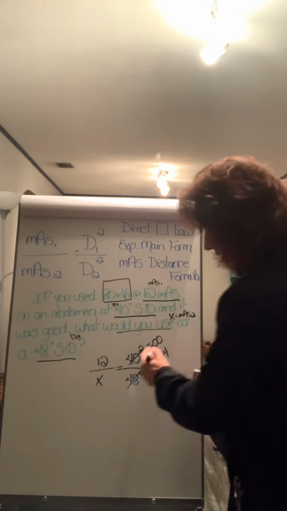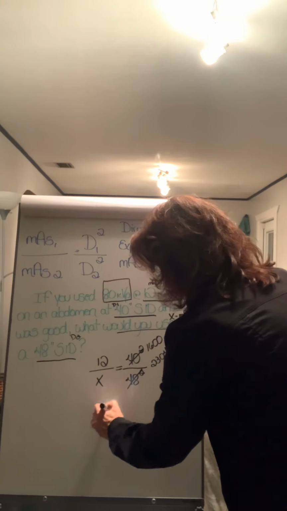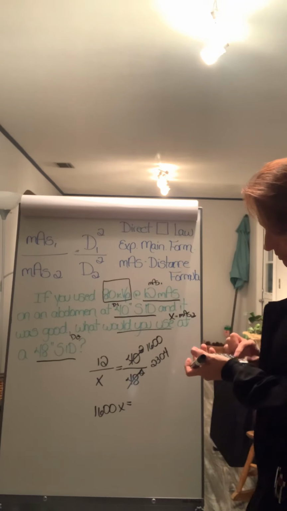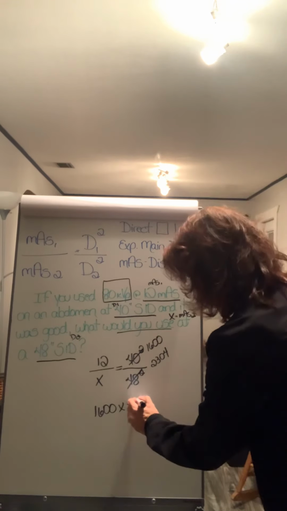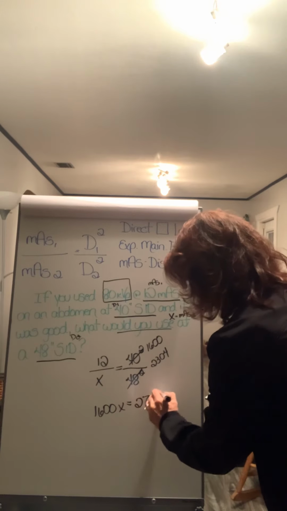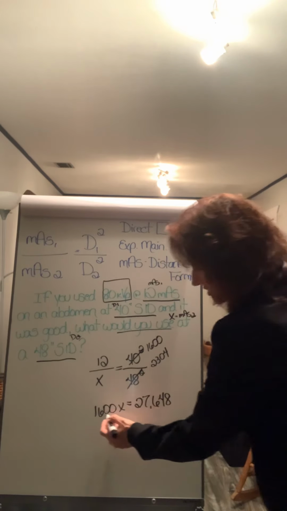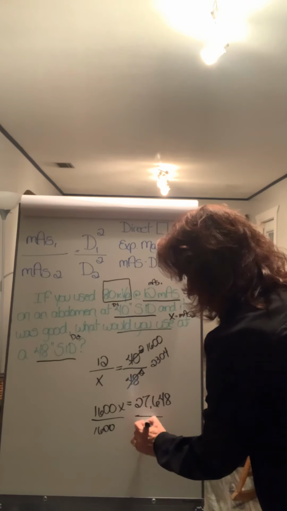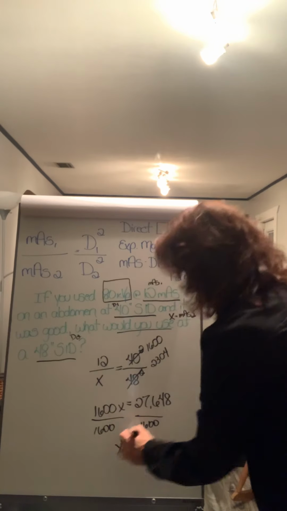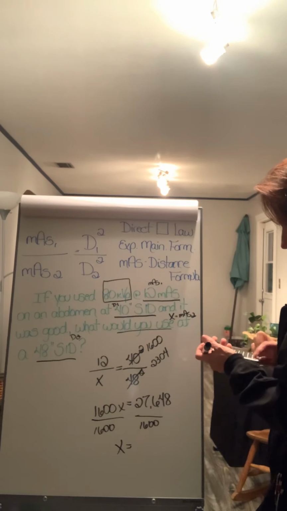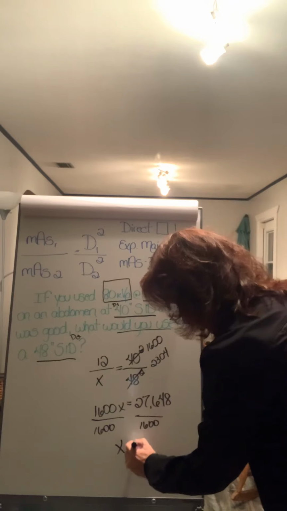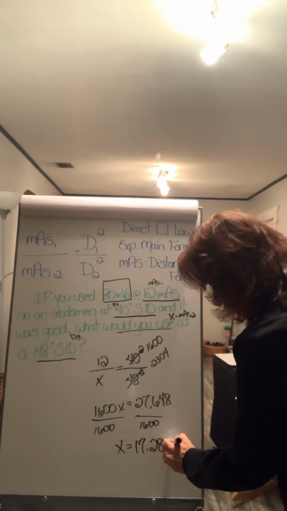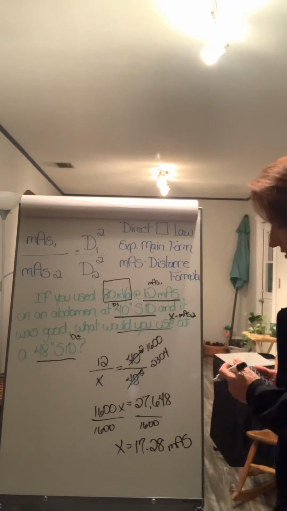So we cross multiply, and we end up with 1600x equals 2304 times 12, which is 27,648. Then we solve for x, so we divide both sides by 1600, and we end up with x equals 17.28, and that's mass.